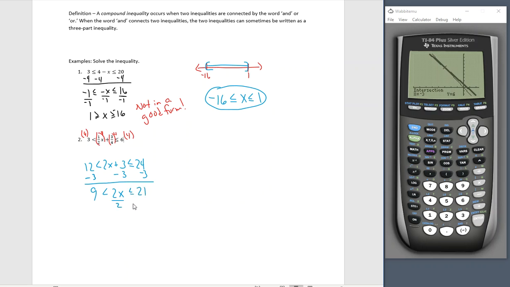Now I'm going to divide by 2. This 2 is a positive 2. So I'm just going to leave it. 9 halves less than x less than or equal to 21 halves. We could put this on a number line as I did up in example 1, or we could throw it in interval notation. Keep in mind that or equal to will always have square brackets. If there's no equal to, they're round brackets. Parentheses for normal people. That's it for linear inequalities.